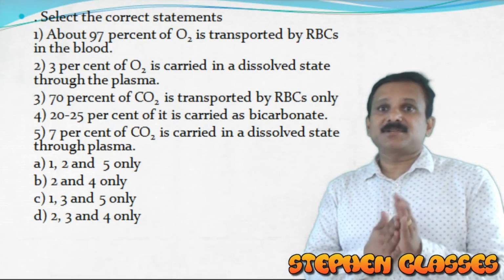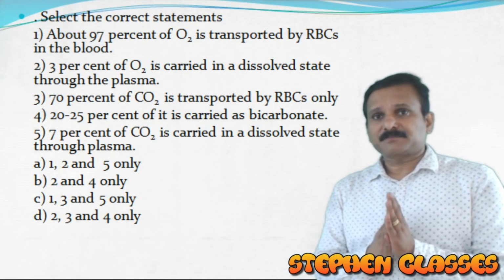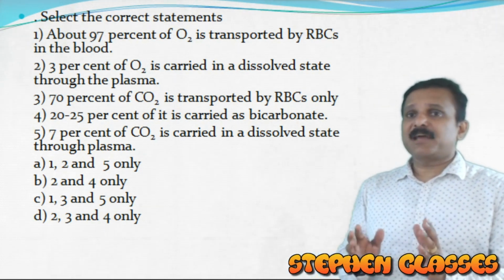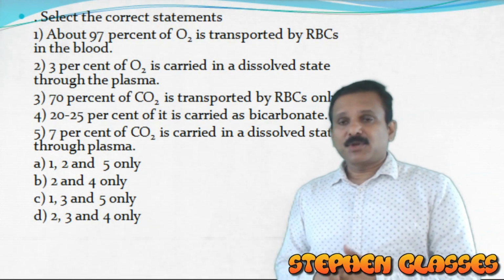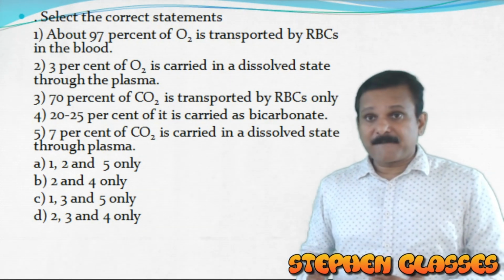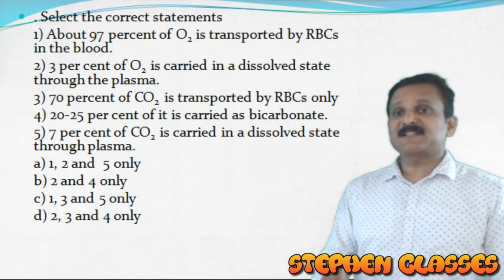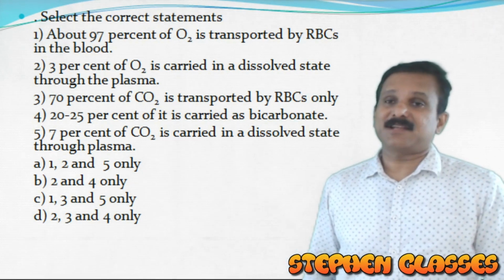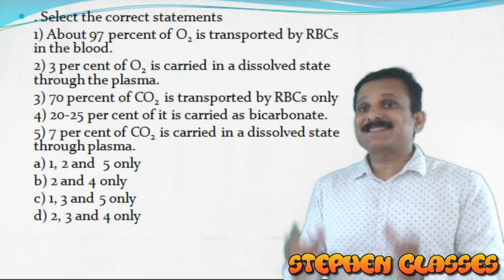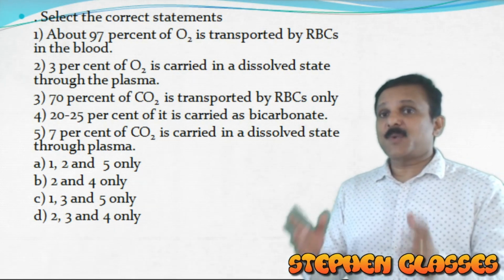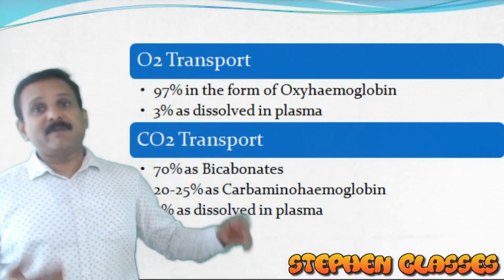Select the correct statement. This question is about transport of gases. Here they have mentioned the transport of oxygen as well as the transport of carbon dioxide. Oxygen will be transported from the alveolar region to tissues, whereas carbon dioxide will be transported from tissue to alveolar region. How much percentage of these gases will be transported and in which way? For that we have the slide. After the slide we will go to the question.